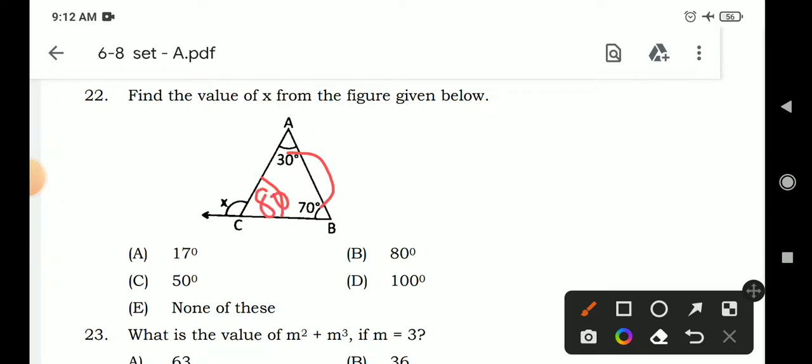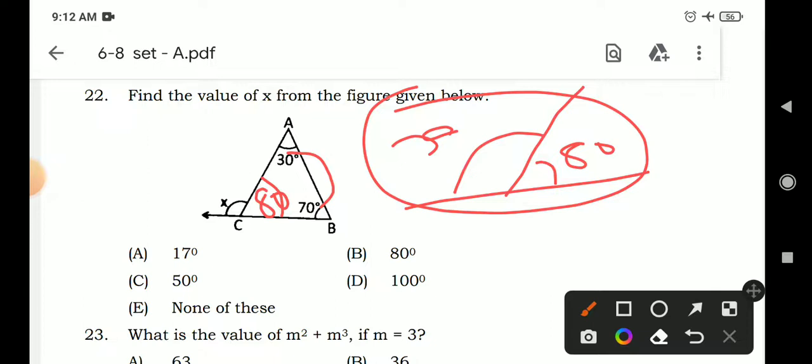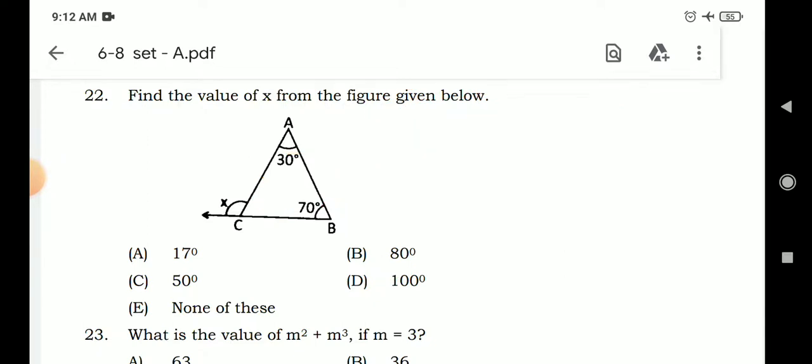Now on this line you have two angles, one is this 80 degrees and another is x, and both are making a linear pair. You know that on a linear pair the sum of angles is 180 degrees. So if one angle is 80 degrees, what will be the other angle? That will be 100 degrees. So what is its correct answer? Its correct answer is option D, 100 degrees.